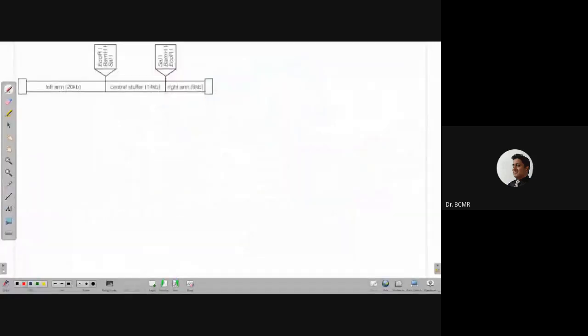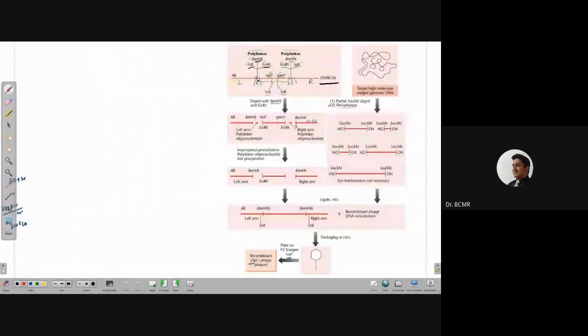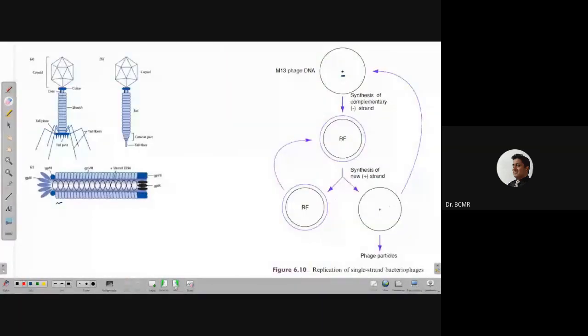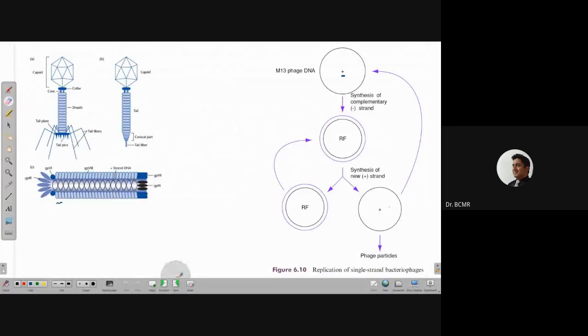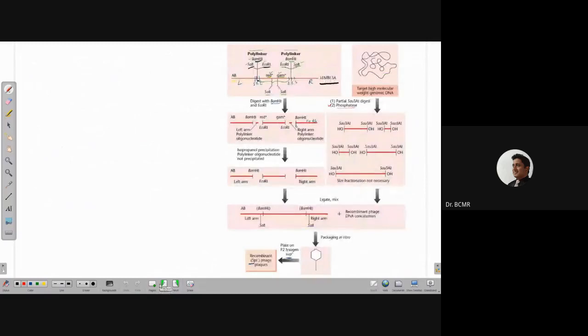Then about lambda phage, should we discuss this? I think I already discussed this thrice. I want to see if there are any others. I would want to check that. Yes, I have, okay, 18 minutes. I will go with this one. And please watch the lambda EMBL3A once more. I have already discussed this twice, so I'll skip this at this point. If required, I will take it up in the next class.